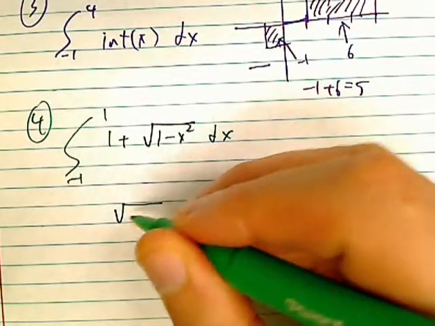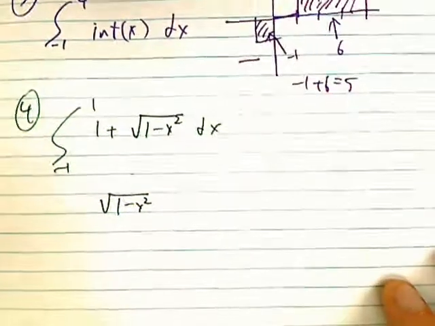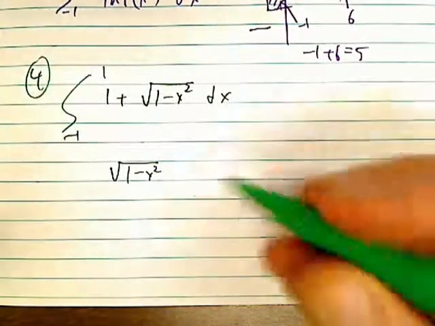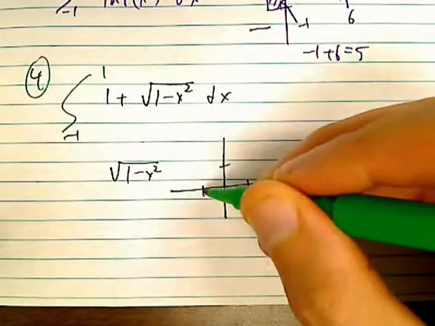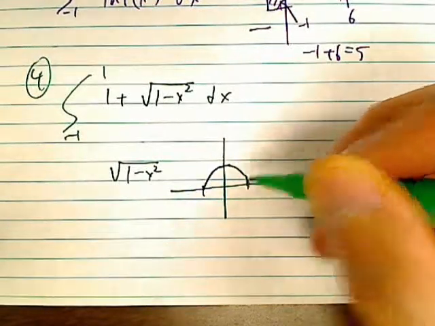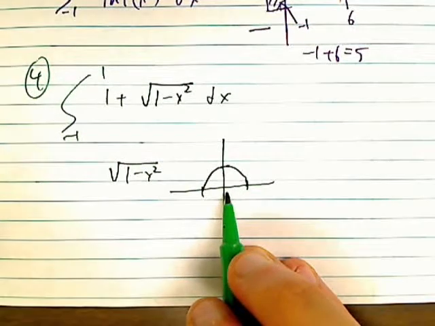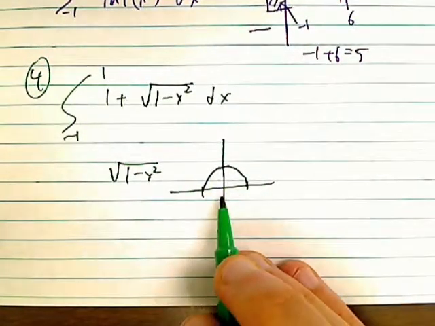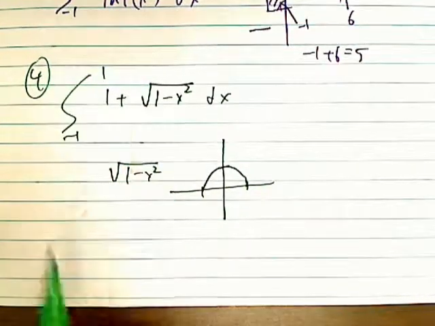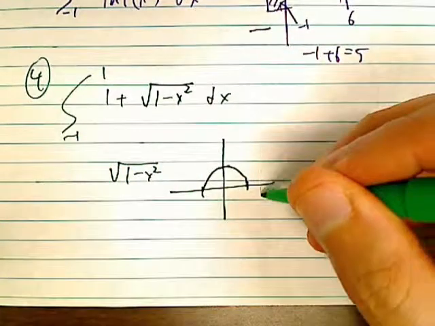So let's look first at this. If I just had square root of 1 minus x squared, between -1 and 1, it would be that. Okay, just a circle with radius 1, center at the origin. Square root of 1 is 1. But then I'm adding 1 to it. I'm going to move it up 1.